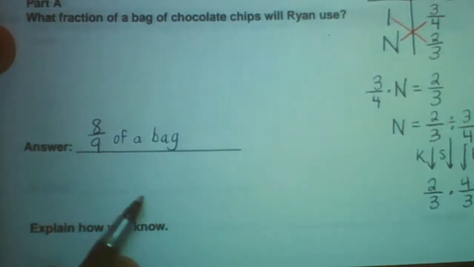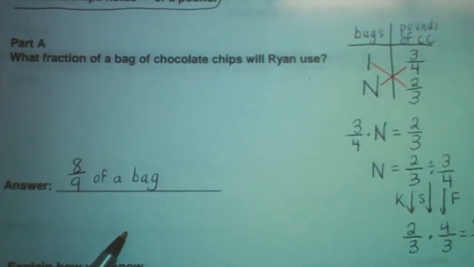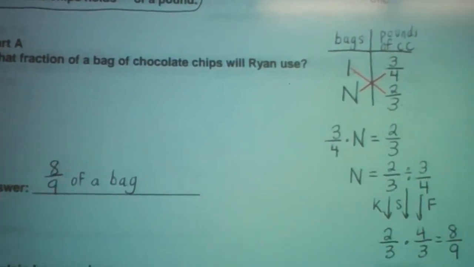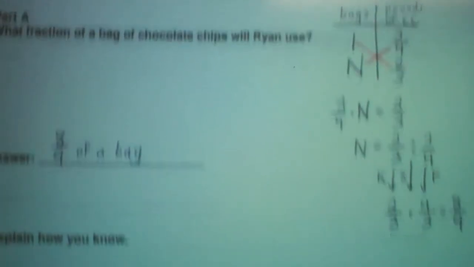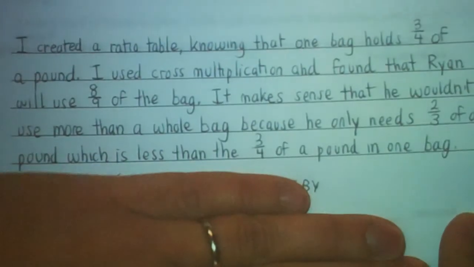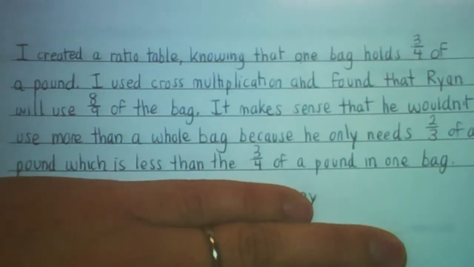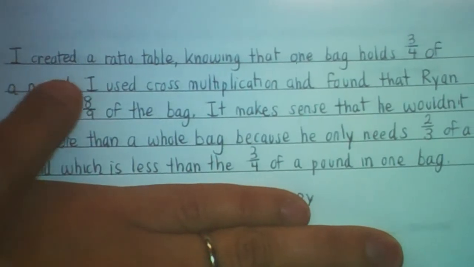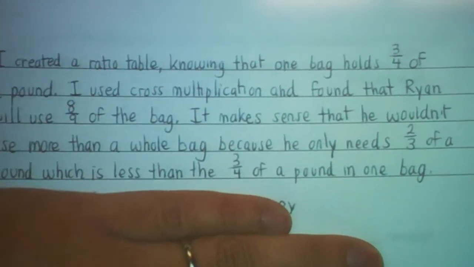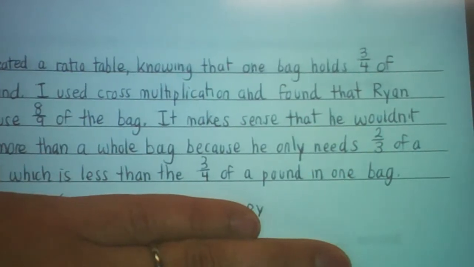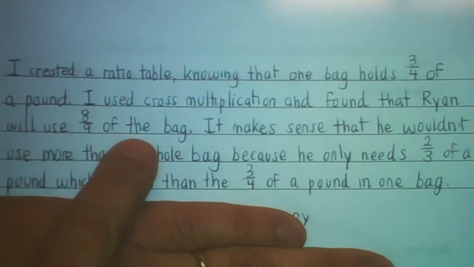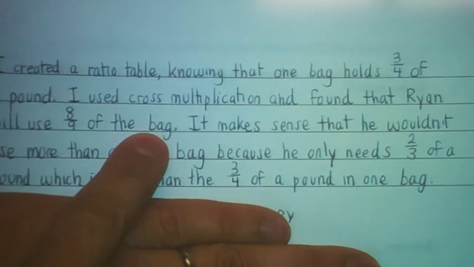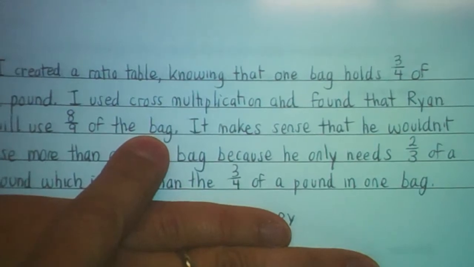Before we show you the other way, using a number line, I want you to take a look at a sample response. You do not need to copy this down. You just need to look at it, just to show you how we talk about every single step we take when we write a good response. So literally it says, I created a ratio table knowing that one bag holds 3/4 of a pound. I used cross multiplication and found that Ryan will use 8/9 of the bag. You could have stopped there if you wanted to. That would have been a perfectly good response.